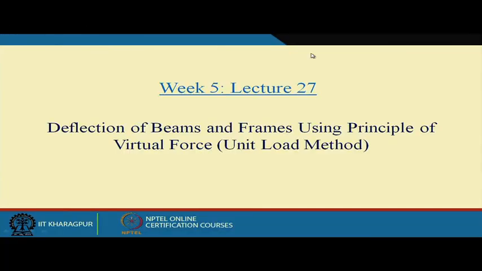Today we will see how the principle of virtual force can be used to find out deflection at any particular point in beams and frames. This method is also known as the unit load method.